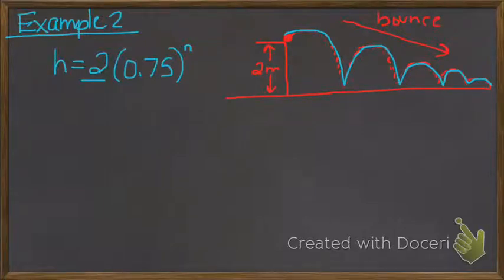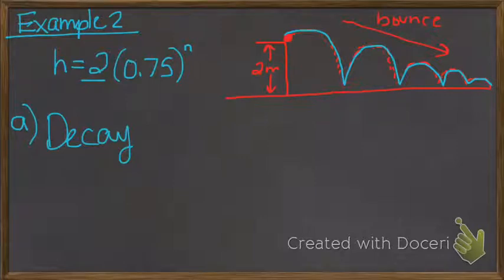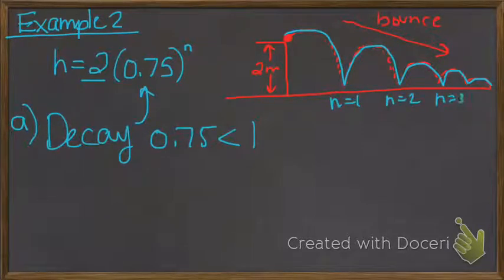And it's decreasing by 75%. So to answer A, this is definitely a model showing decay. And you don't have to look far to look for proof. It's shown right here in the bracket. That number is less than 1. 0.75 is less than 1. This has to be decay. It's pretty intuitive because we expect the bounce to get smaller and smaller as time goes on. n represents the number of bounces. So here this would be n equals 1, n equals 2, n equals 3, and so on. So that's the answer for A.